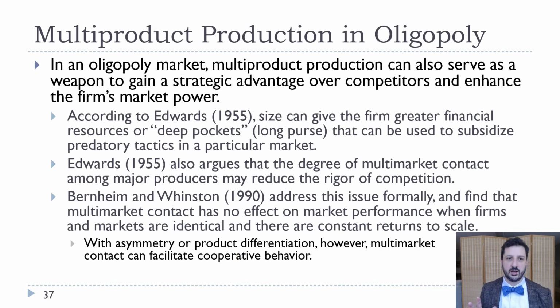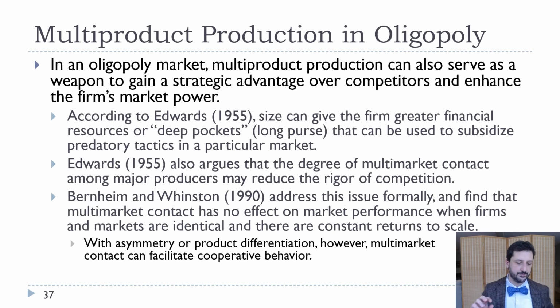In an oligopoly, multi-product production within one firm can also have a strategic advantage. And so Edwards says that one reason you might want to do this is just size. The bigger you are, you might have deeper pockets. You might be able to subsidize predatory tactics in a particular market. Like if you're the big firm, you can engage in a price war, drop prices until the smaller firms go out of business. And then either they're out of business or you buy them up and then you can increase prices. He also argued that the degree of multi-market contact among producers might reduce competition.